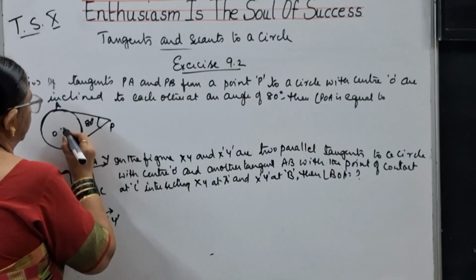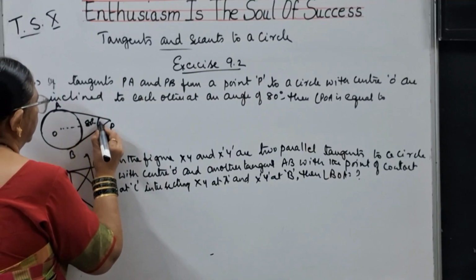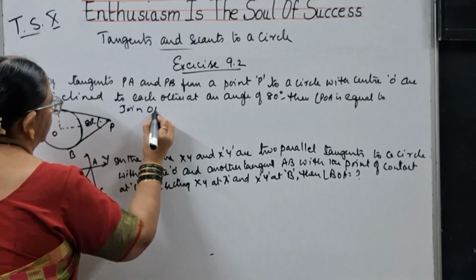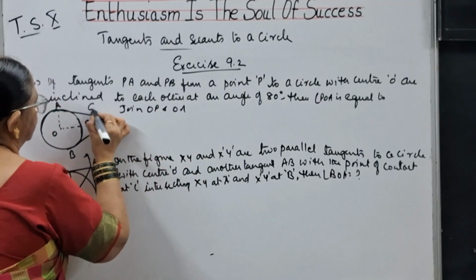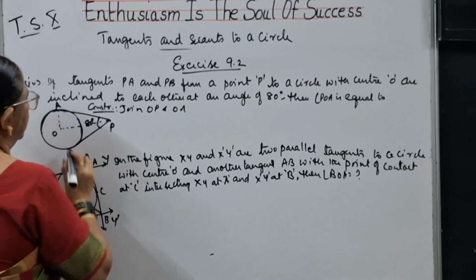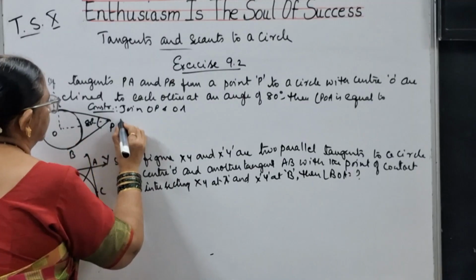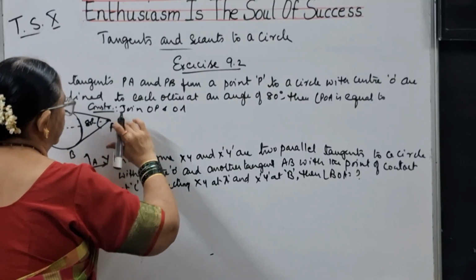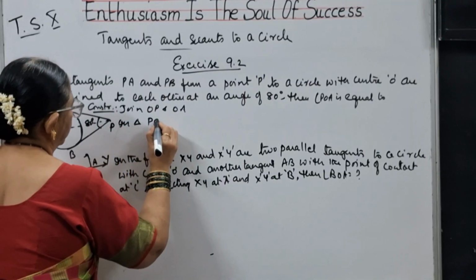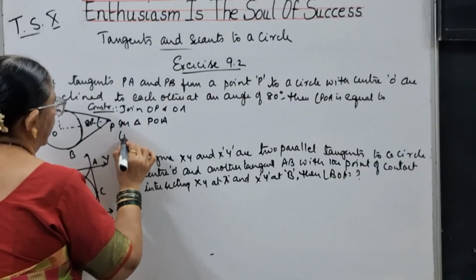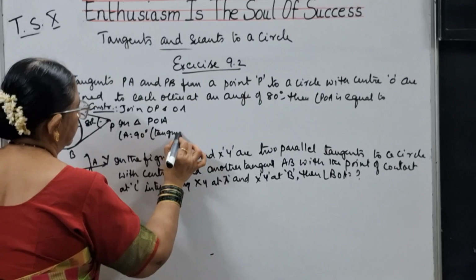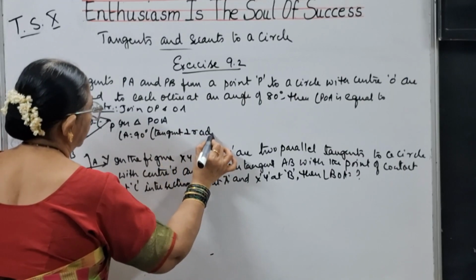So here what you have to do? You have to join OP and OA. This is the construction. Join OP and OA. Then let us take the triangle POA. In triangle POA, angle A is 90 degrees. Why? Because tangent is perpendicular to radius.